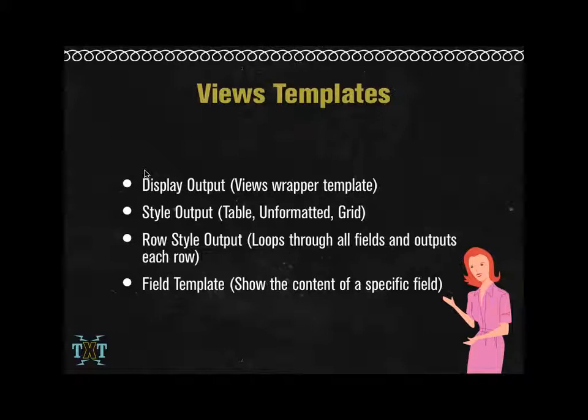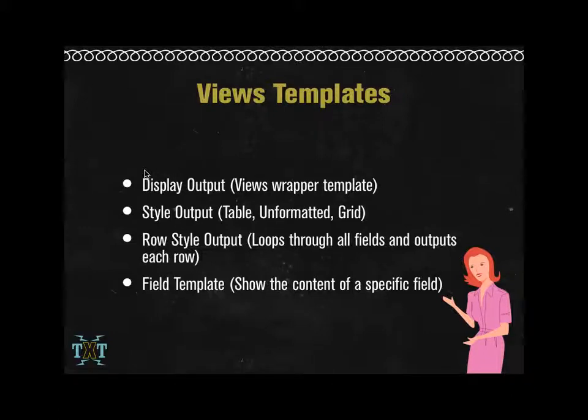The style output, and you'll see here, you have table, unformatted, grid. Those are all different styles that you can use to output the content. That goes a little bit deeper, and gets you closer to the content that Views is putting out. You can actually extend Views with your own modules to provide your own unique style outputs if you want to. Digging in a little bit deeper, we get into the row style output, and what that does is, as you loop through each of your results, it'll call this theme function to theme all the fields within that particular result. And then going in one bit further, you have the field template, which for every field that you have in your view, it calls the template file for that.